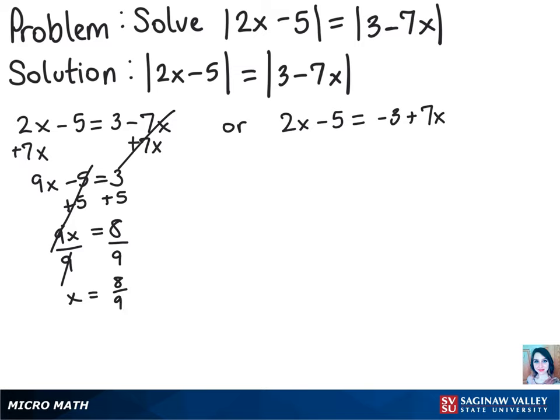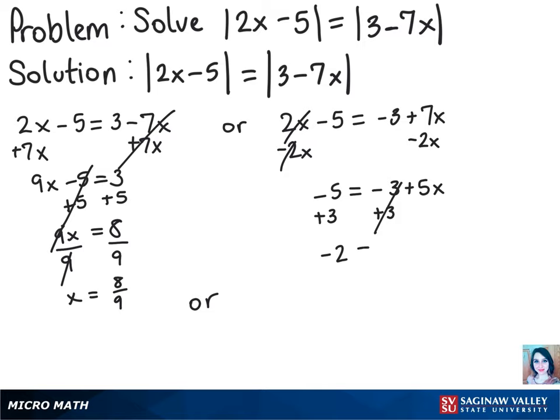Now let's look over on the right side. We can subtract 2x from both sides. We get negative 5 equals negative 3 plus 5x. And then we can add 3 to both sides. And that gives us negative 2 equals 5x.